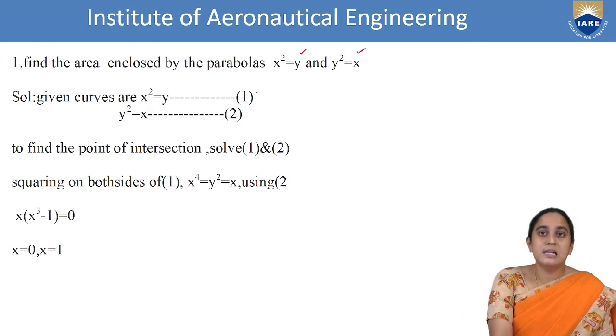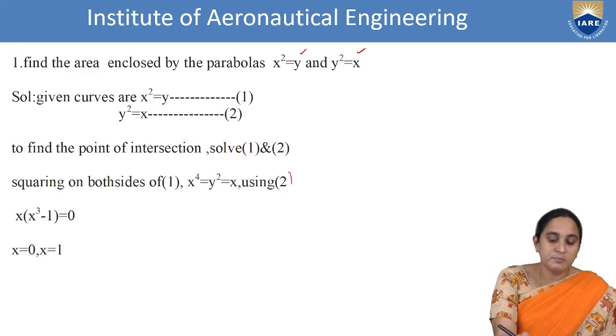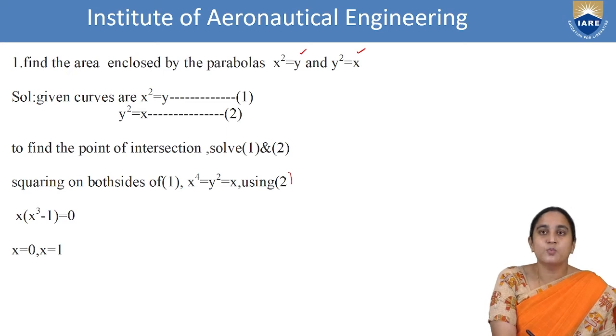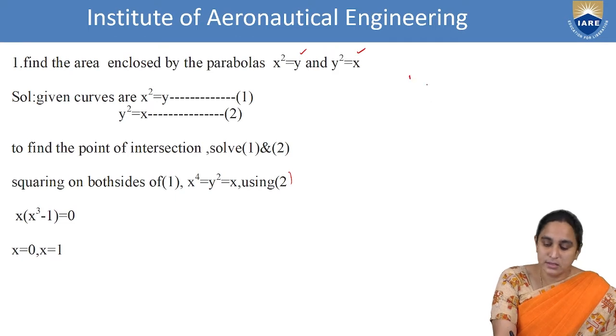Given curves: let us take the first equation as x square is equal to y, and the second equation as y square is equal to x. To find the point of intersection of the two curves, we solve 1 and 2. First, let us draw the diagram for the parabolic forms x square is equal to y and y square is equal to x.